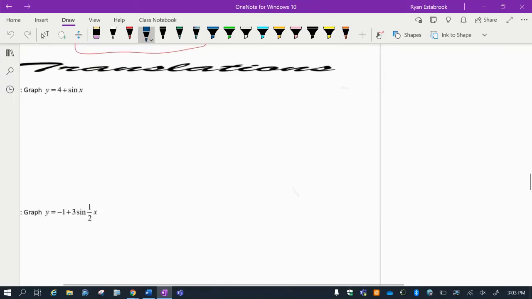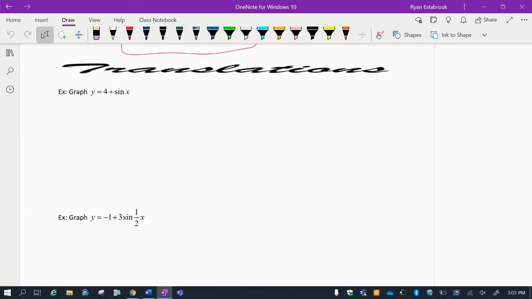Let's look at graphing y equals 4 plus the sine of x. As I look at this equation and how it's different from the parent function of y equals sine of x, I notice there's only one difference, and that's adding 4. The 4 is added out front. It could be added at the end. The important thing is it's not added with the function itself. So what this does to our graph is it shifts up by 4.